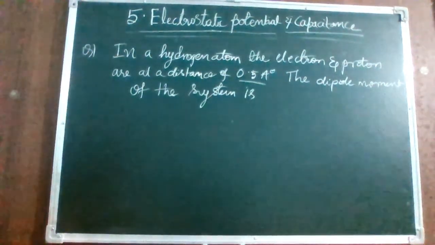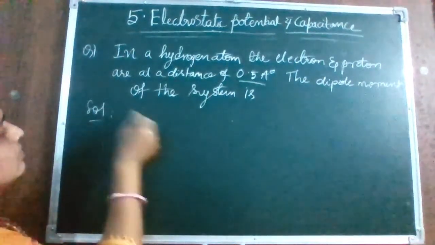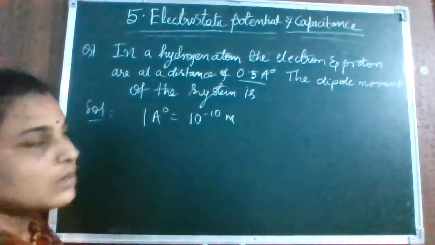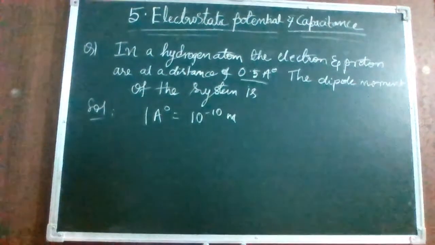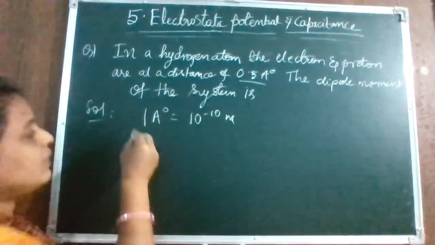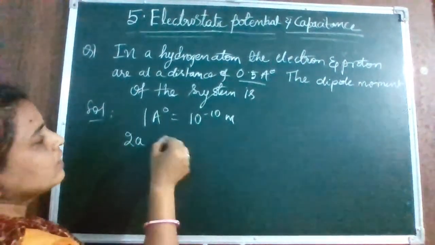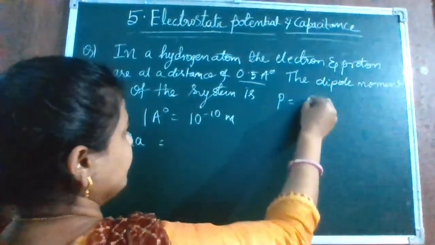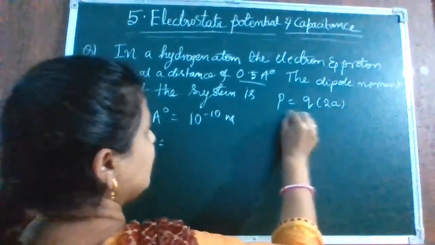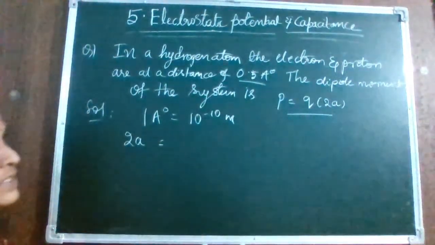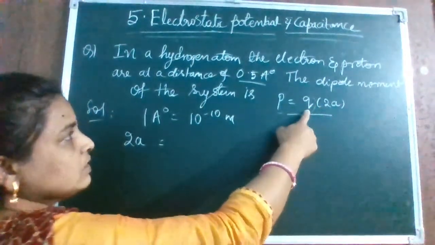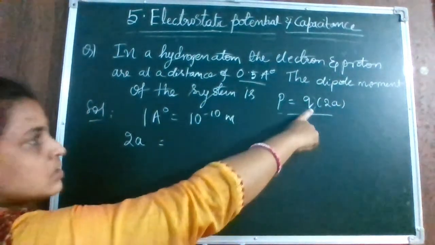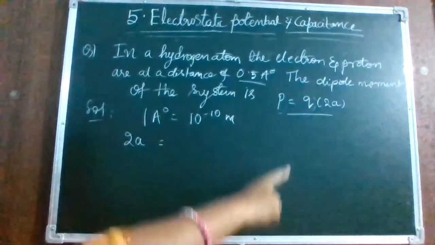And also we have 1 angstrom unit is equal to 10 to the power of -10 meters. So we can place this one in the place of 0.5. He has given directly the distance, 2a. The formula we have to place first for the dipole moment: Q into 2a is the formula for the dipole moment of the system. P is equal to the charge of the electron into 2a, either of the charges. So Q is the charge and 2a is the distance between electron and the proton.